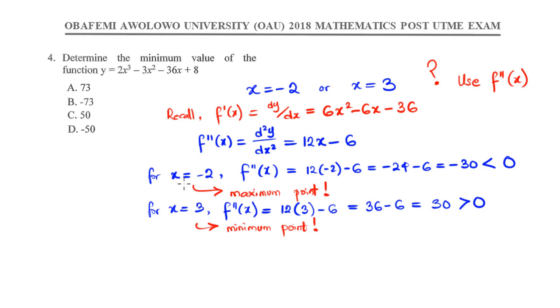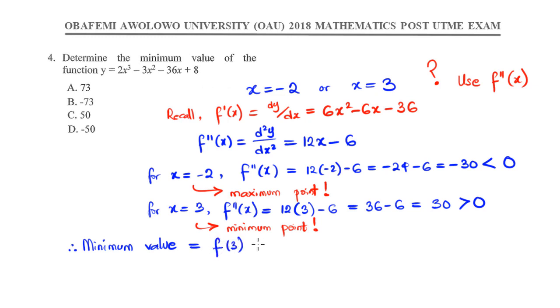For us to get the minimum value, we substitute this value of x equal to 3 into our original equation. So we can get the minimum value to be the function of 3.